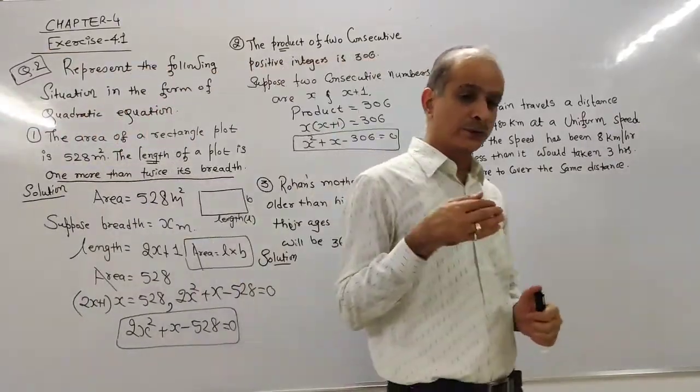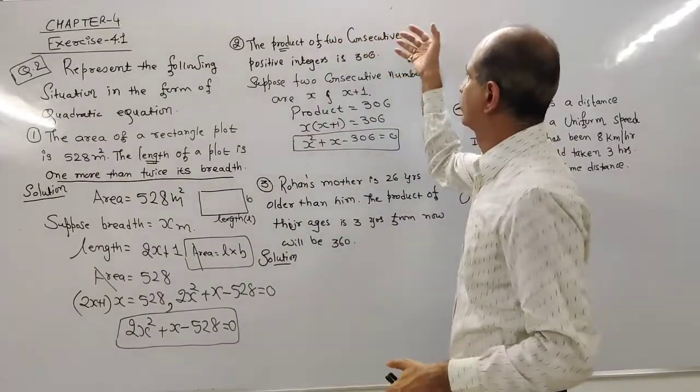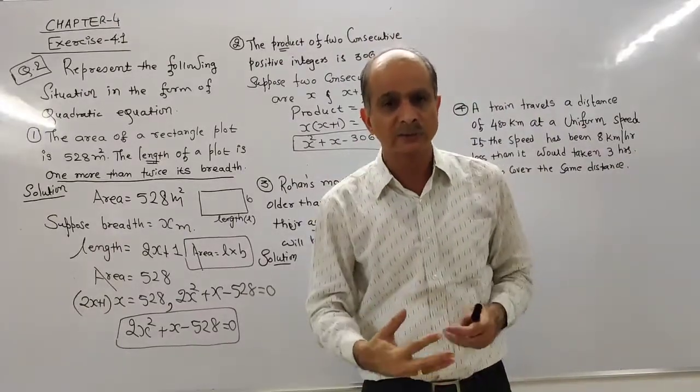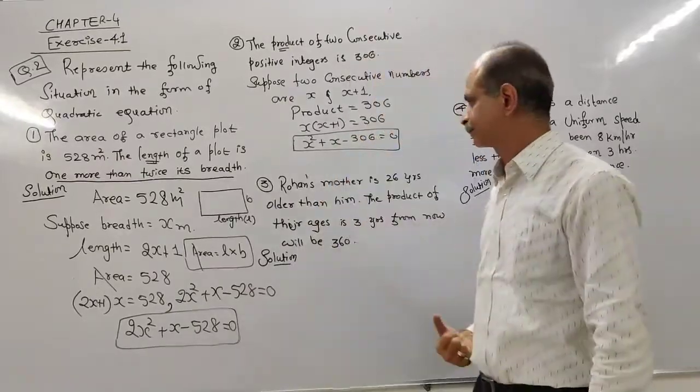So here you should know how to assume when two or three consecutive numbers are given to you. When consecutive numbers are given, you have to assume two consecutive numbers are x and x plus 1.